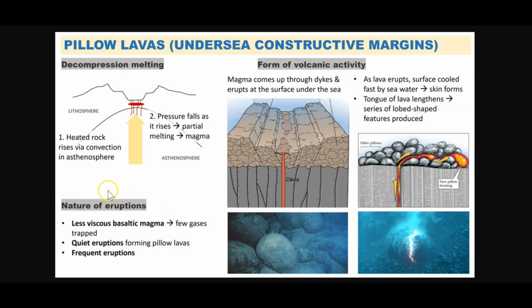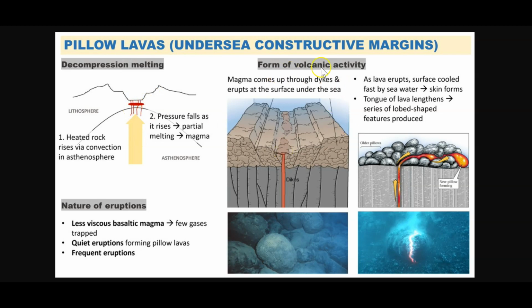Now, the nature of the eruptions here, the way in which the magma is produced here produces what's called basaltic magma. It's much less viscous, so very few gases are trapped in it. Because few gases are trapped, the eruptions tend to be quieter, forming pillow lavas. We'll take a look at this in a moment. And they tend to be more frequent. So you get a lot of frequent, quieter eruptions producing a lot of this basaltic lava flowing across the surface. 75% of the world's volcanic activity occurs in locations like this.